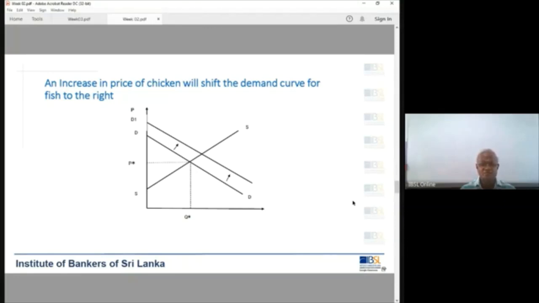Now this is the market for fish. Along the y-axis, please take down, you have the price of fish. Along the x-axis, you have the quantity demanded of fish. It's a fish market, price and quantity. Chicken is a substitute product for fish. Quantity demanded of fish depends on, we'll go to the board.